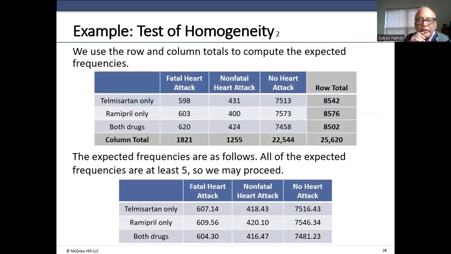Okay, so just like before, we have to calculate the expected counts in each cell by multiplying row total. For example, for the first row, it will be 8542 multiplied by the column total 1821 divided by the grand total 25620 to get the expected count in cell 1, which is row 1 and column 1, which is 607.14. Just like before, we have to enter the observed counts in matrix A and the expected counts in matrix B.